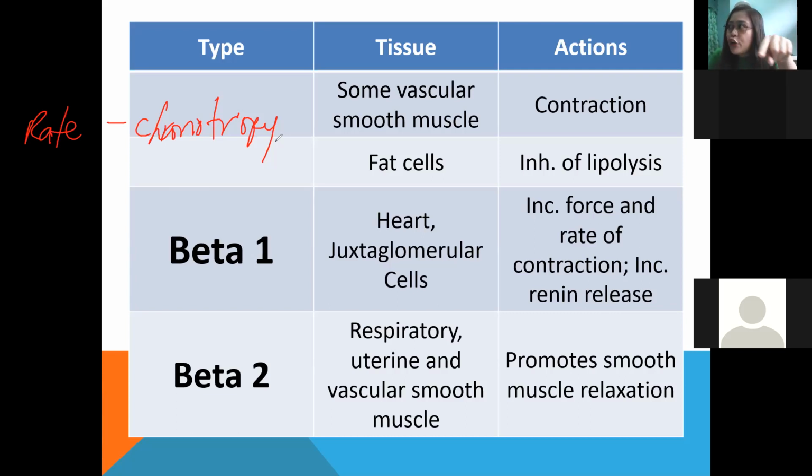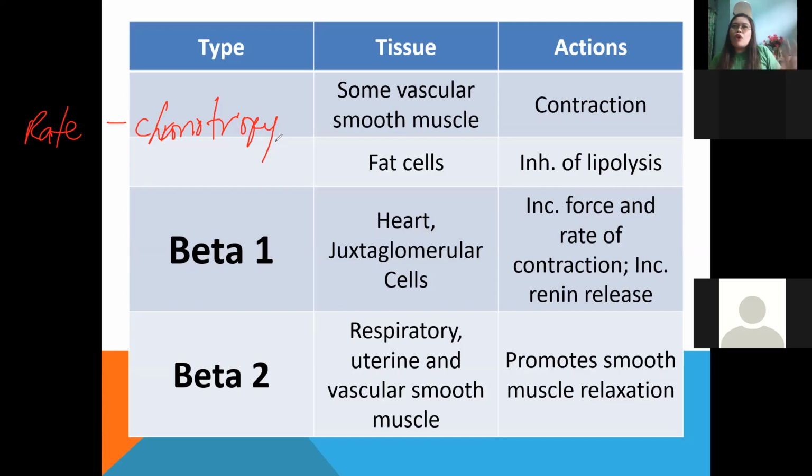So major location of our beta-2 receptor is sa bronchioles and sa lungs. Again, sa bronchioles and sa lungs. So this is more on the respiratory system, though you can also see beta-2 receptors sa uterine and some other vascular smooth muscle. But nevertheless, ang effect niya sa mga muscles na they are smooth muscles. Our bronchioles is made up of smooth muscle, our uterine also, and our vascular or our blood vessels are smooth muscles. So kapag ma-activate nato si beta-2 receptor, ang effect niya is relaxation of our smooth muscles.